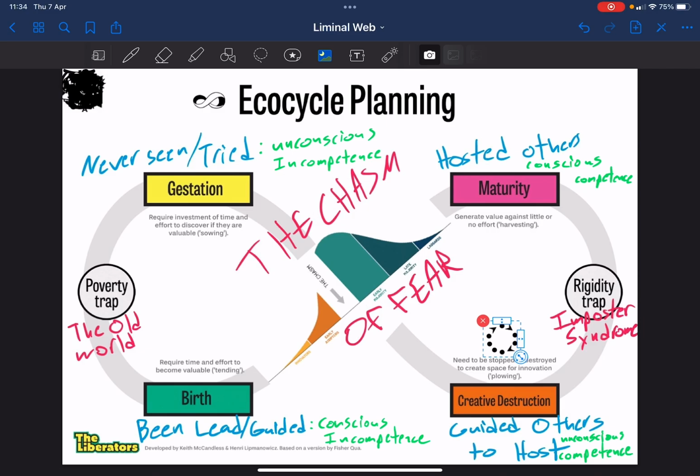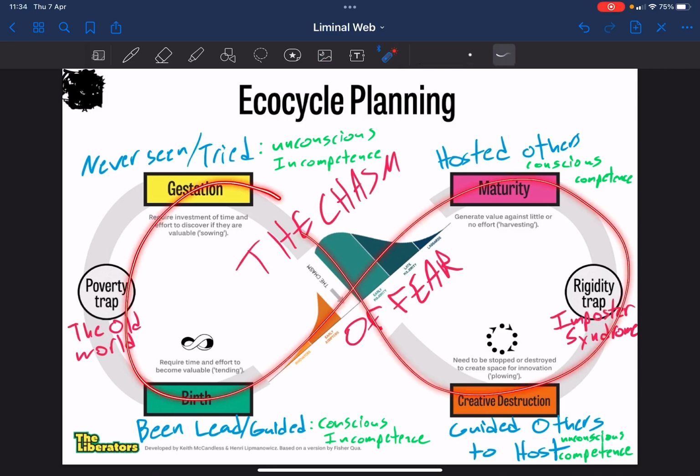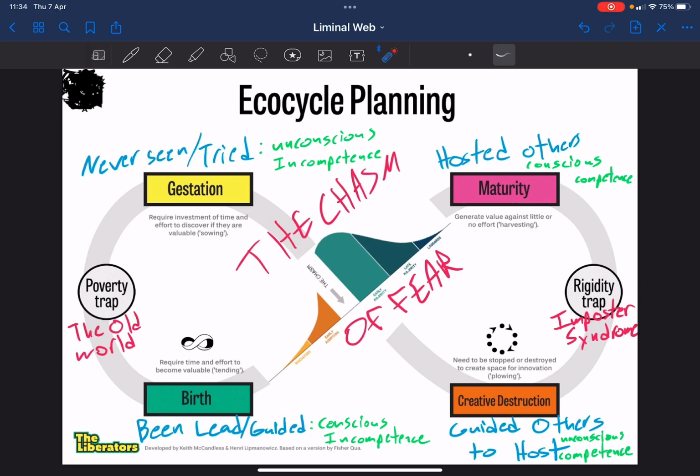So again, we can use each icon from Liberating Structures to keep track of our Liberating Structures learning journey. And, for example, now you have some familiarity with Ecocycle. You at least know that the pattern of Ecocycle exists. So you can now move yourself into the birth phase there.